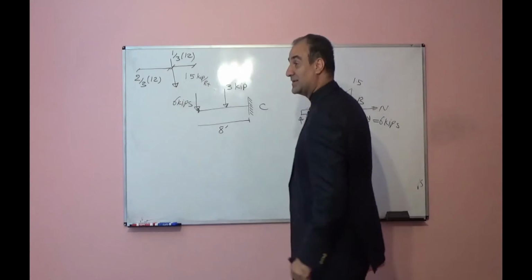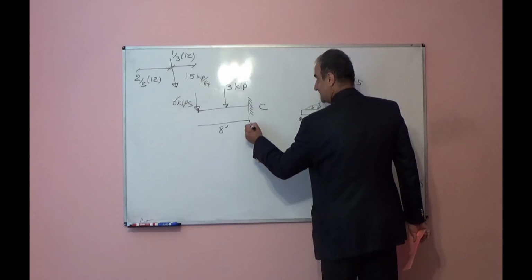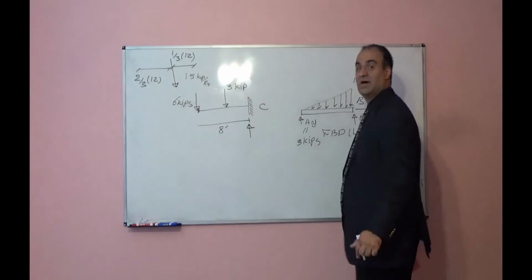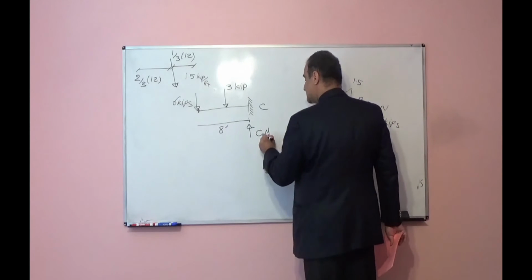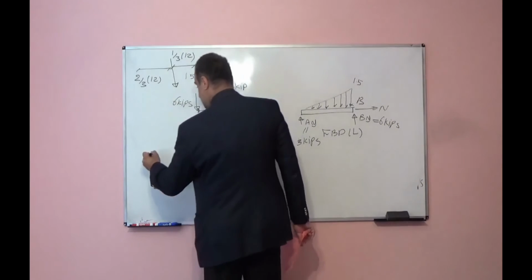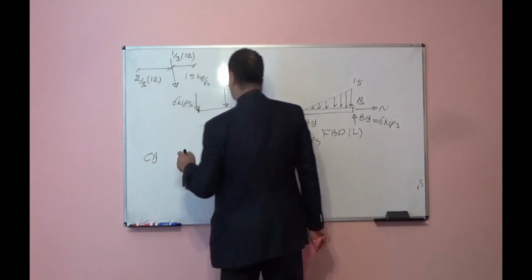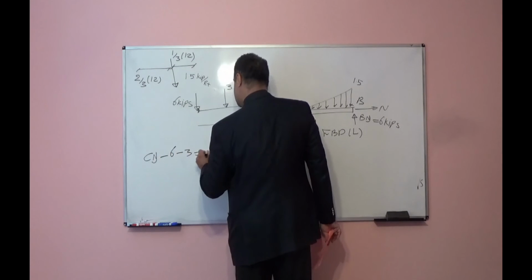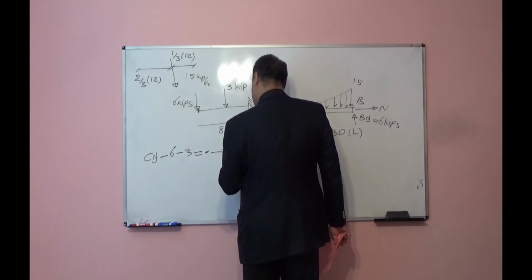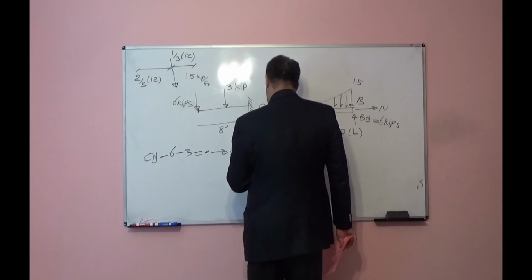Now I want to find reaction at point C. Because the other side I found, I can remove it. So here I want to find CY. Summation of force in vertical direction, minus 6 minus 3 is equal to 0. From here CY will be equal to 9 kips.